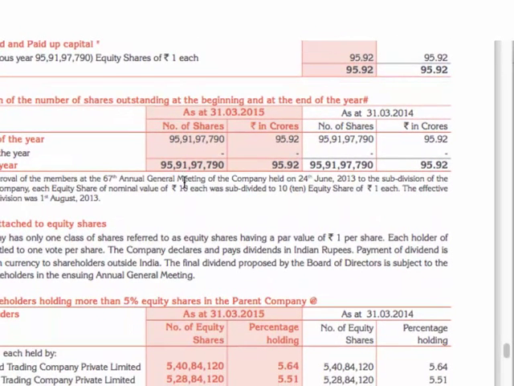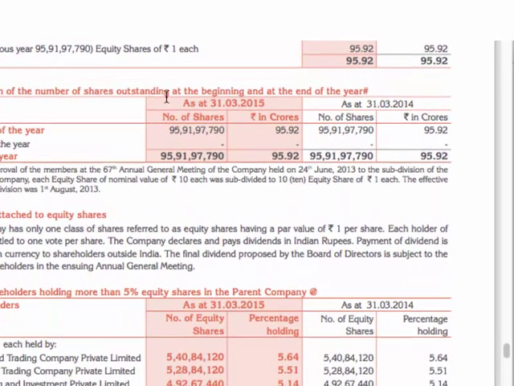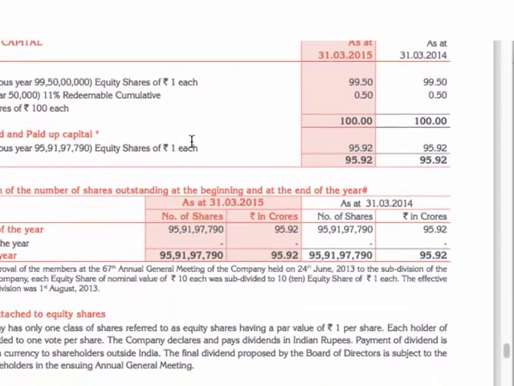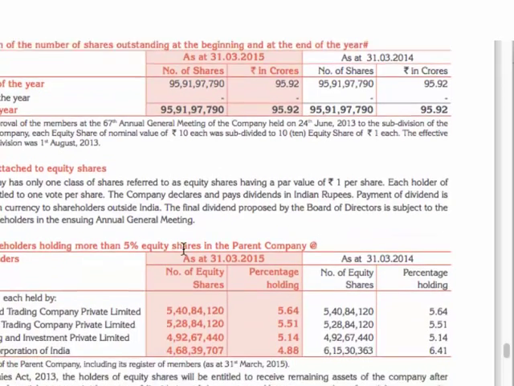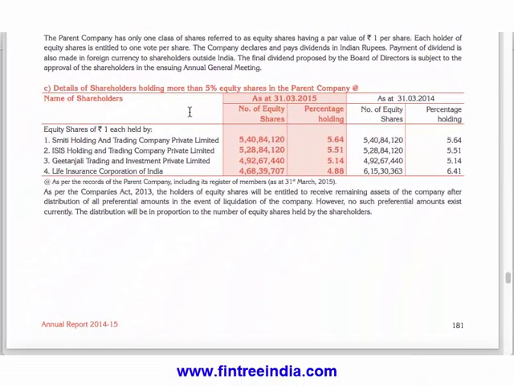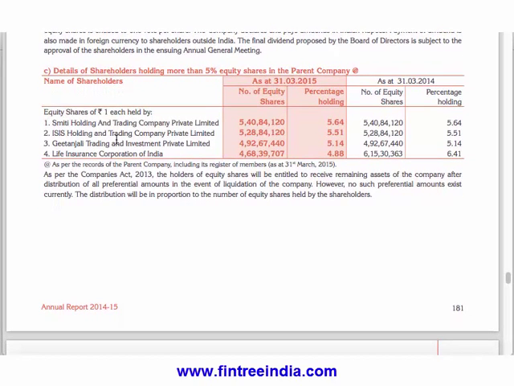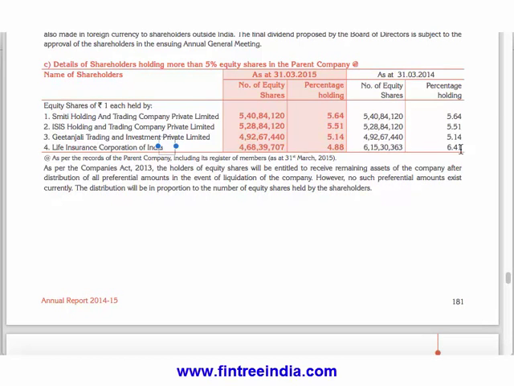Then, reconciliation of the number of shares outstanding at the beginning and end of the year. There isn't any difference. Nothing is issued in this year. Then, details of shareholders holding more than 5% equity shares in the parent company. So Smriti Holding and Trading Company, ISIS Holding and Trading Company, Gitanjali, and Life Insurance Corporation of India. Percentage holding is about 5.55 and 4.88%. Last year LIC was 6.41%.